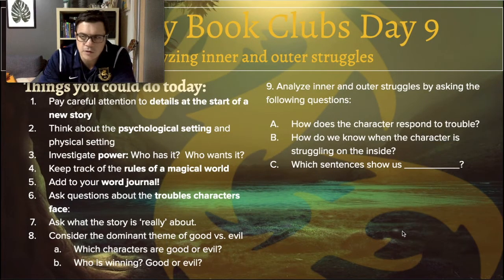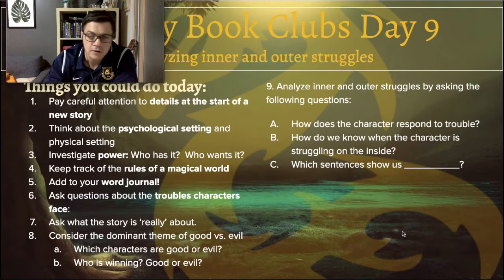Okay, so you just heard me talk through some notebook work. Up here I have the things that you can do today. And if you see, number 1 goes back to our first lesson in the unit, details at the start of a new story. Then we talk about psychological setting. We talked about power, rules of the magical world, your word journal. We talked about how characters face trouble, what the story is really about. So we were thinking about themes, and we talked about the dominant theme of good and evil. So you could think about that or write about that.